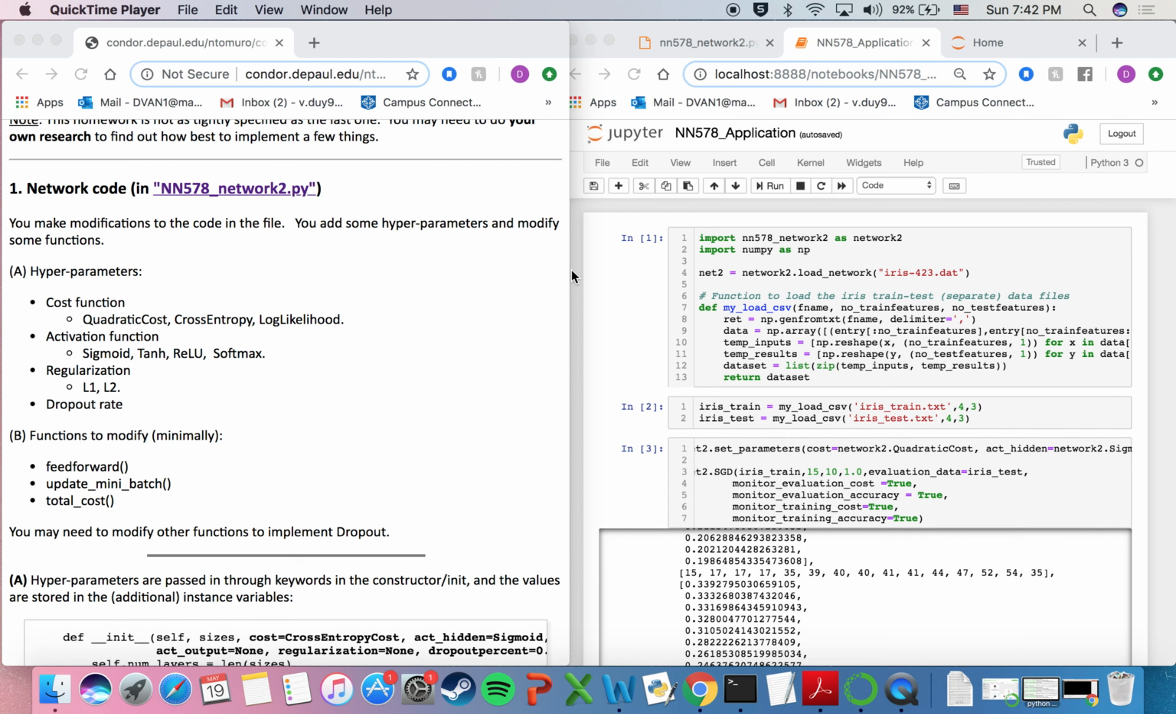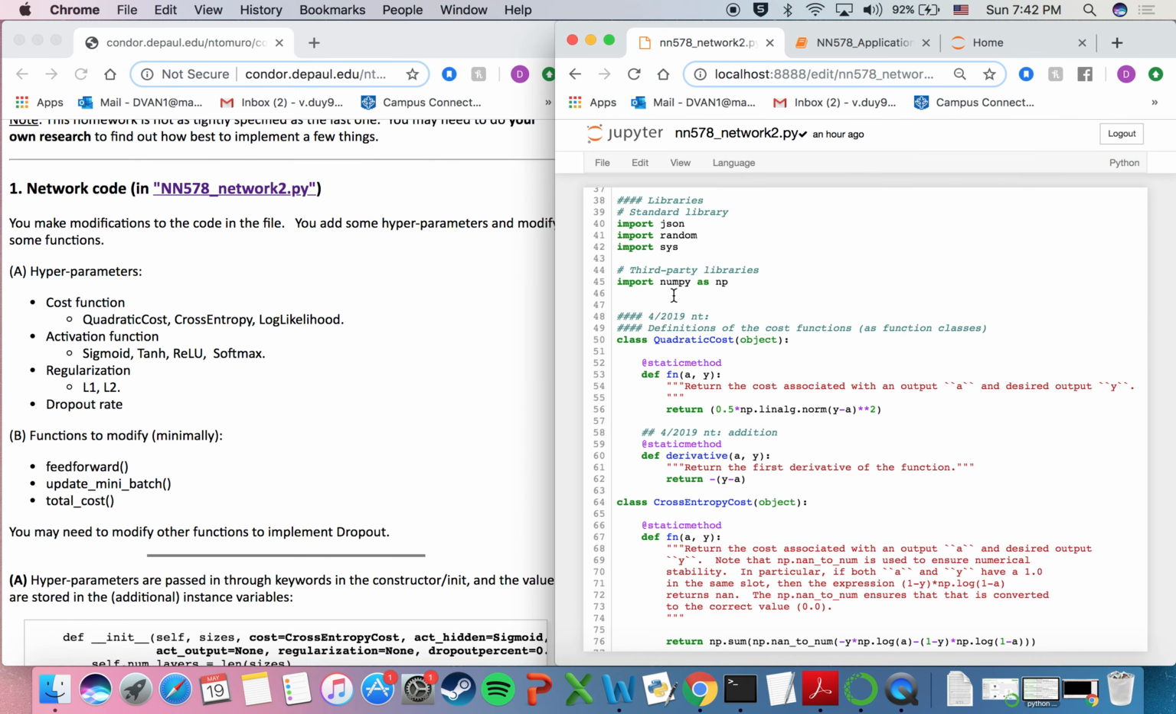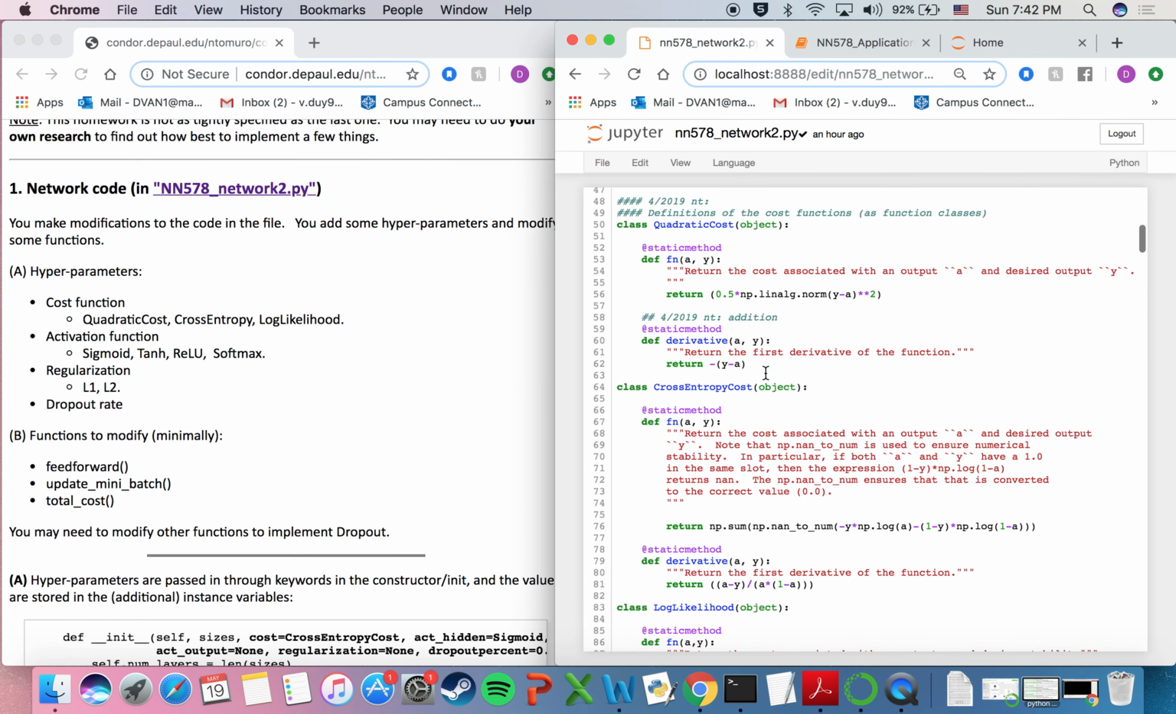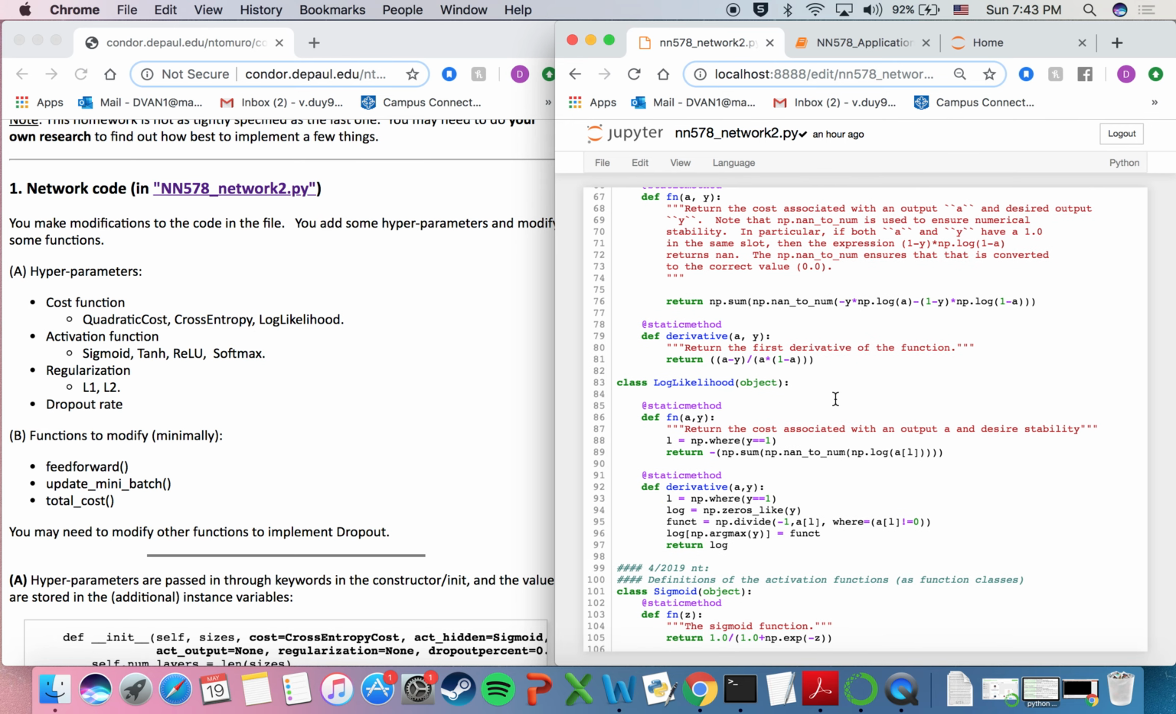Alright, I'm going to talk about the network tool modification assignment that I had and explain it. There are a couple of modifications that have been made: the cost function, activation function, regularization, and dropout rate. So I will go along the line with the code.